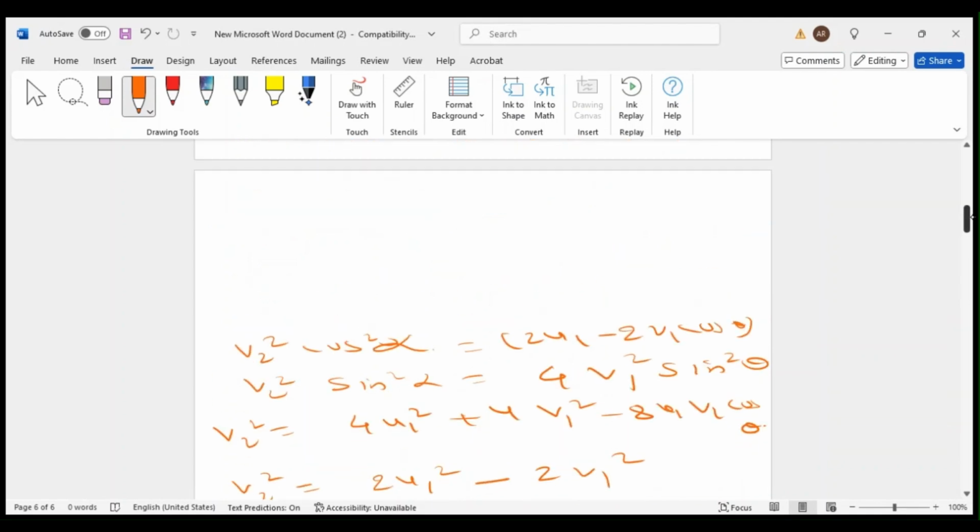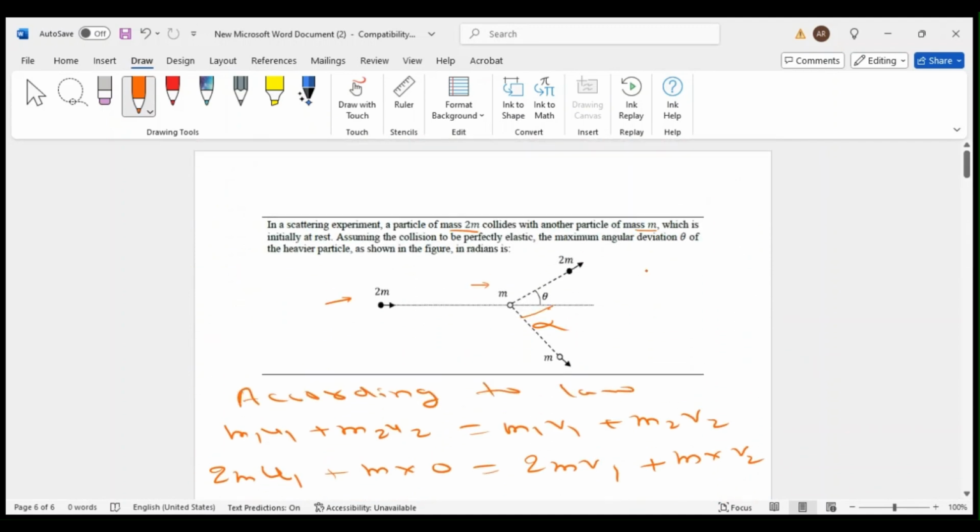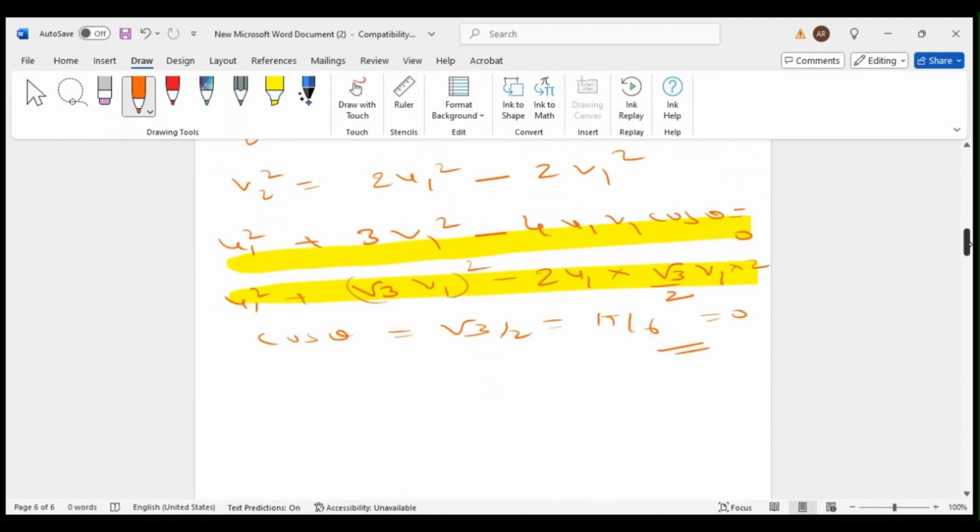Here in this question, you will get the solution. Options are not there, but it will be pi by 6 because cos 30 degree is root 3 by 2.